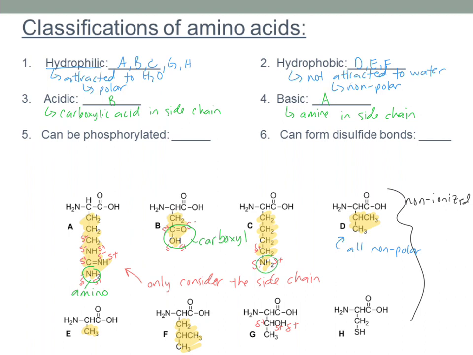I look at C. C's also got an amino group. So I know that C's also a basic amino acid. And then nothing else has a nitrogen in them, so I don't have any other amines. So the only basic side chains would be found in A and C there.